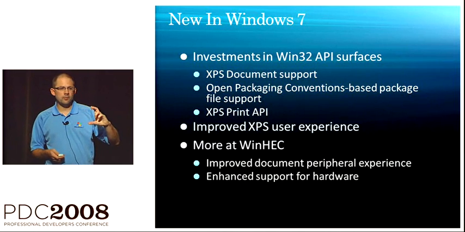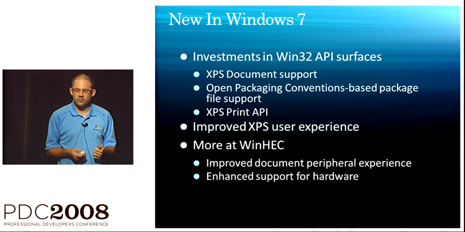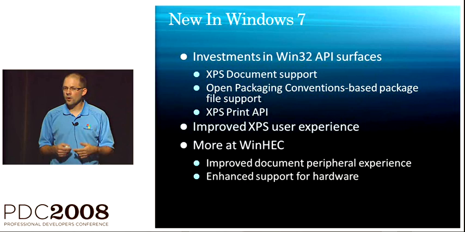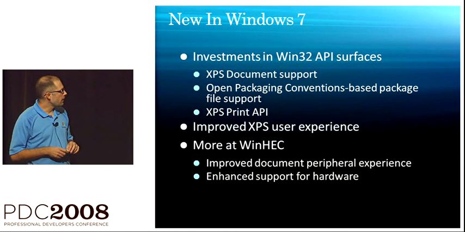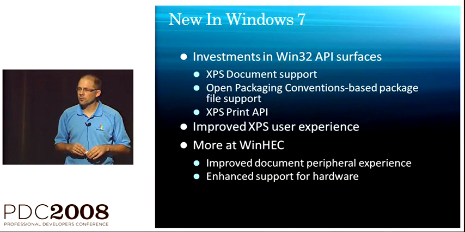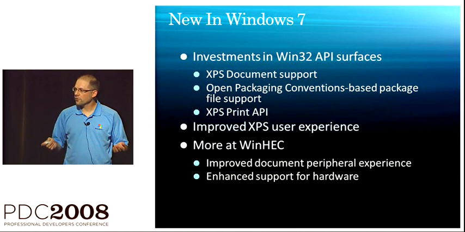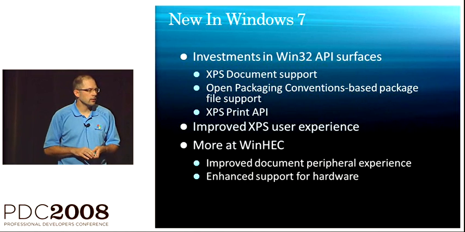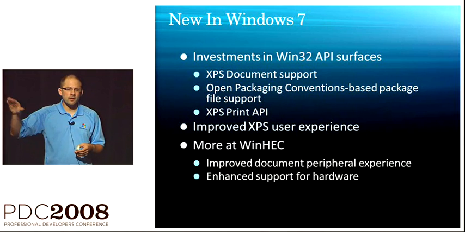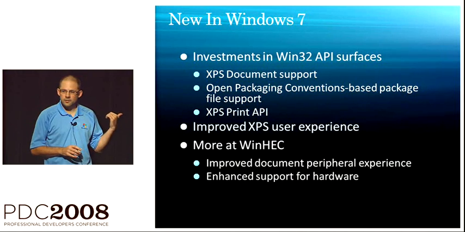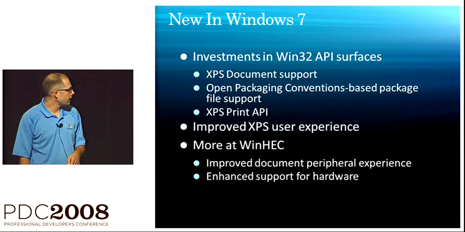That API investment pretty much falls into three categories. We have support for XPS, and that's what I'm going to focus on most today. We also have complete support for OPC, that packaging layer, so you can do custom file formats. And then we have a print API. So if you want to interface with the print subsystem using this, we have a great way to get in there. We also have some other things that I'm not going to talk about today in Windows 7, an improved user experience for XPS, which you'll get a glimpse at as we go through the demo probably. And then some investments for our hardware partners that we'll be talking about next week at WinHEC.